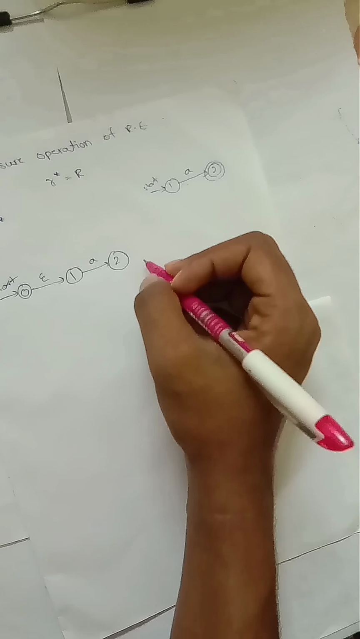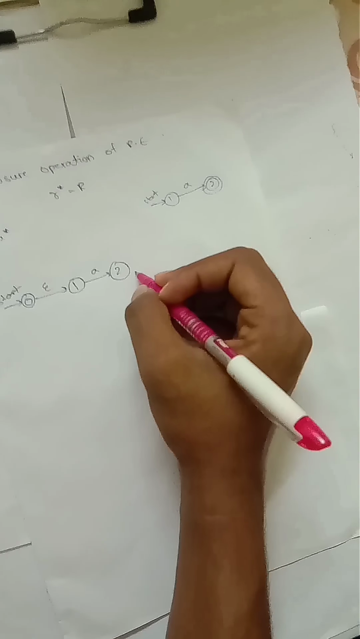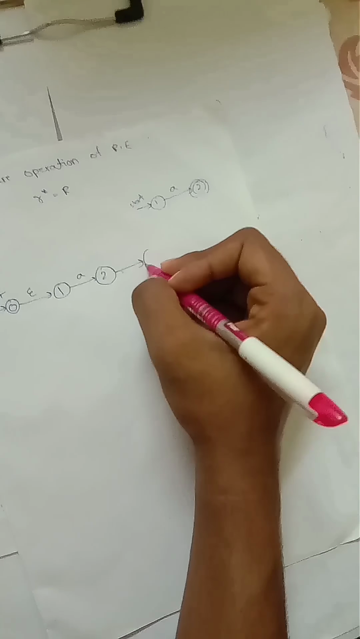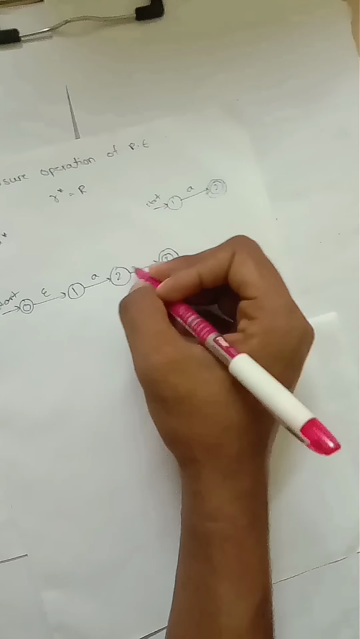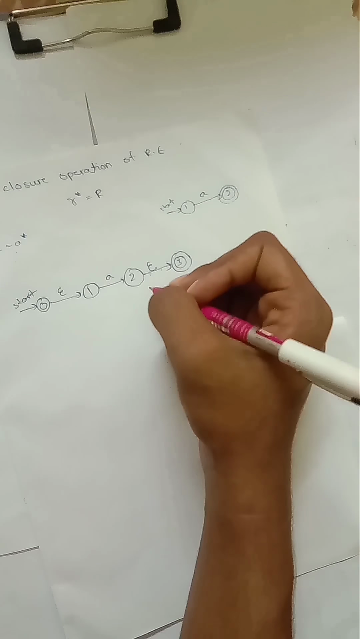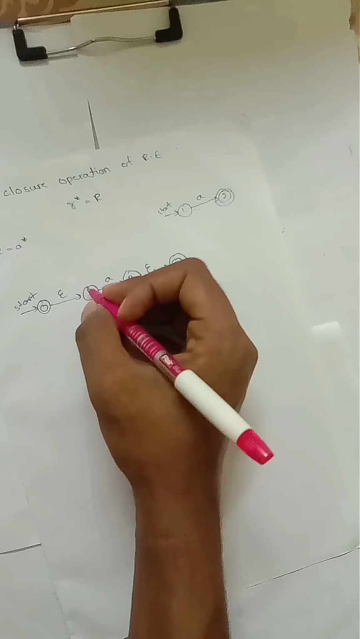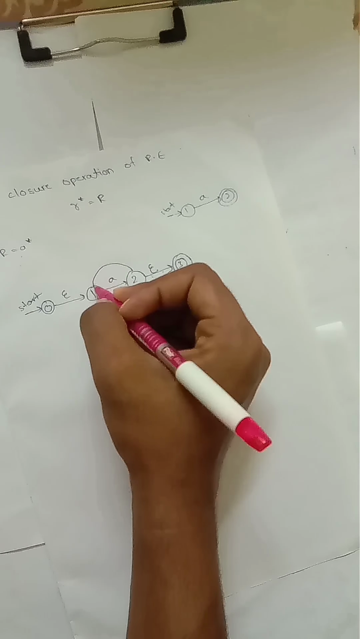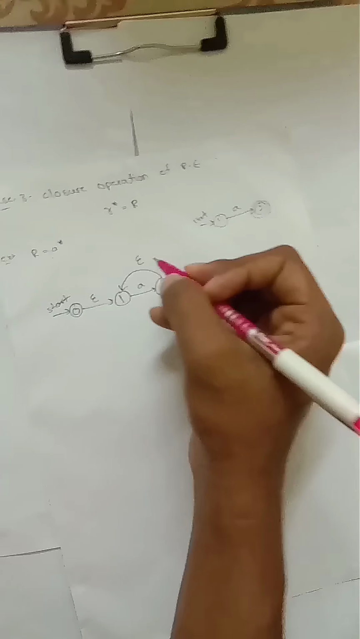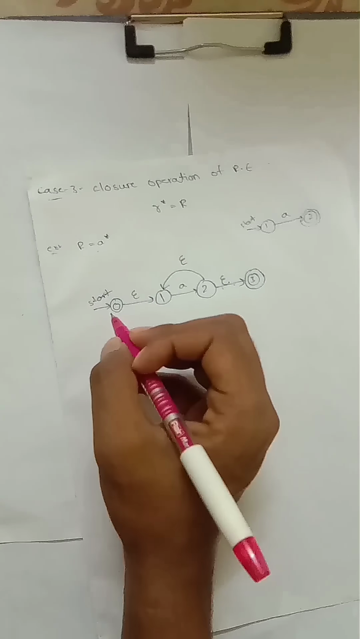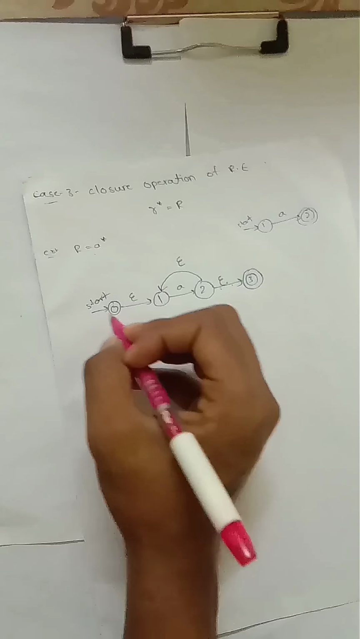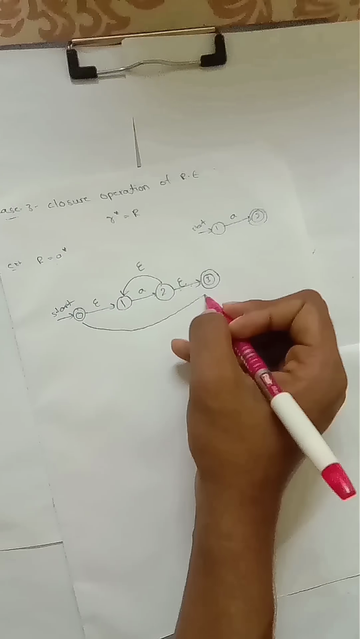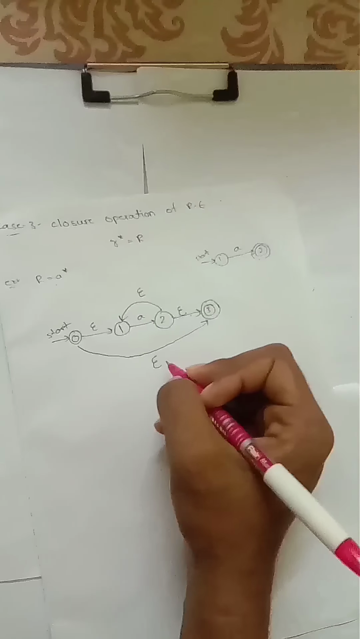And then draw a path from the final state of A, that is 2, to the final state of R on epsilon transition. Take the final state of R as 3 on epsilon transition, and then draw a path from the final state of A, that is 2, to the starting state of A, 1 is the starting state of A on epsilon transition. And finally draw a path from the starting state of R, that is 0, to the final state of R, that is 3, on epsilon transition.